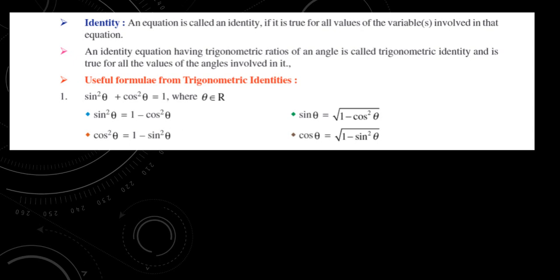Whereas in algebra, we have algebraic identities. So (a plus b) whole square means a square plus 2ab plus b square. That is one of the algebraic identities. There we have the variables of algebra, so that's why it is called an algebraic identity. And here we are going to discuss trigonometry, hence these are called trigonometric identities.